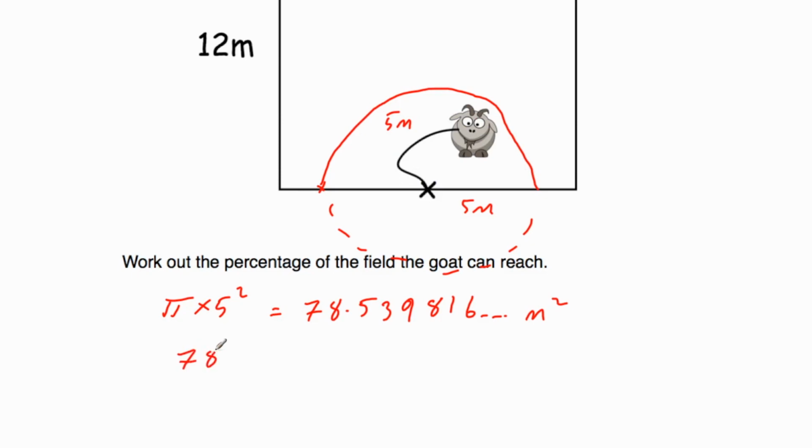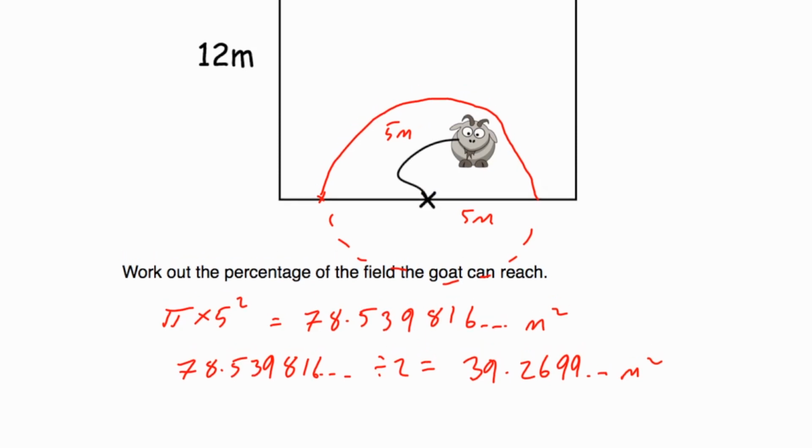So if we do 78.5398816 and so on, or 25 pi, and divide that by 2, that's equal to 39.2699 and so on meters squared. So that's the area of the field that the goat can reach. The goat can reach anywhere inside of this semicircle, and the area of that semicircle is 39.269908 and so on meters squared. So that's the area of the field that the goat can reach.